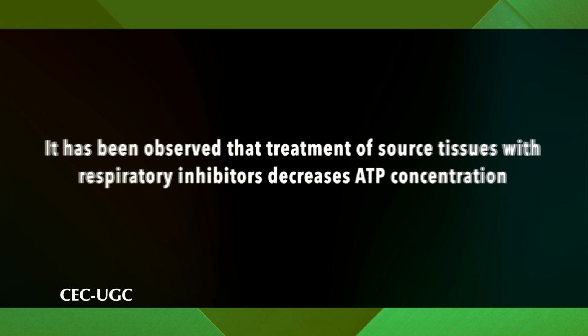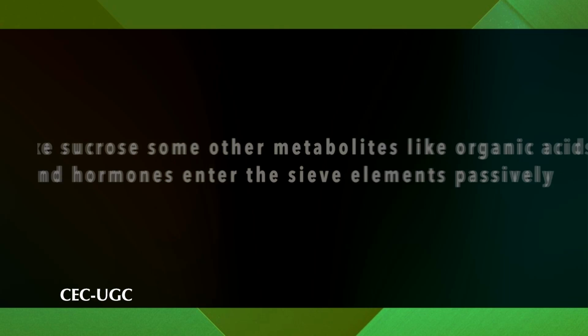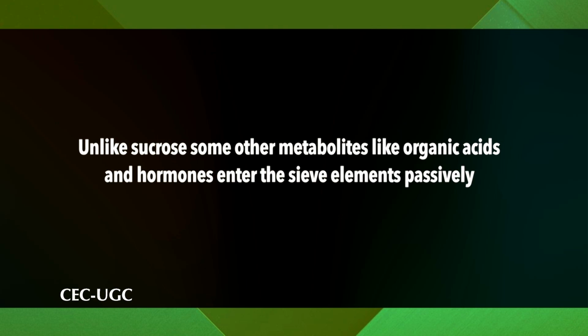Accumulation of sucrose in the sieve element companion cell complex requires metabolic energy in the form of ATP as it moves against its chemical potential gradient. It has been observed that treatment of source tissues with respiratory inhibitors decreases ATP concentration. This decreases the pace of sugar loading in the sieve tubes at the source. Unlike sucrose, some other metabolites like organic acids and hormones enter the sieve elements passively.